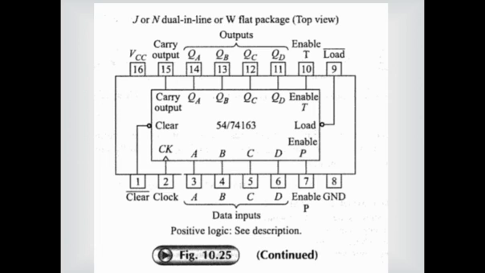So as soon as you activate the clear input, that is, make it low, all flip-flops are reset. Pin number 2 is the clock input. A positive triangle is shown here and the bubble is absent. It indicates that the counter advances its count with a positive transition of the clock pulse. Here A, B, C, D are the data inputs. This is important for the presettable counter. Pin number 3 is A, pin number 4 is B, pin number 5 is C and pin number 6 is D.